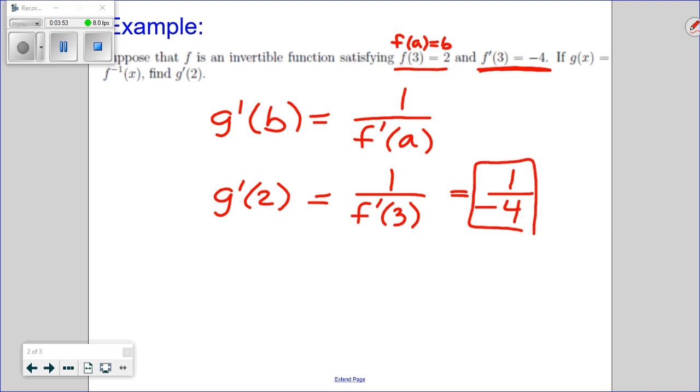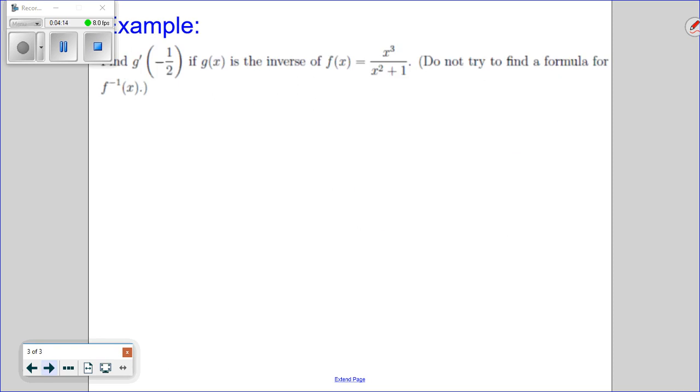You just have to remember that g prime of 2 would equal 1 over f prime of a. And they gave you f prime of a, so your answer was just the reciprocal. So you just have to remember that it's the reciprocal. All right, let's look at maybe a more difficult example.